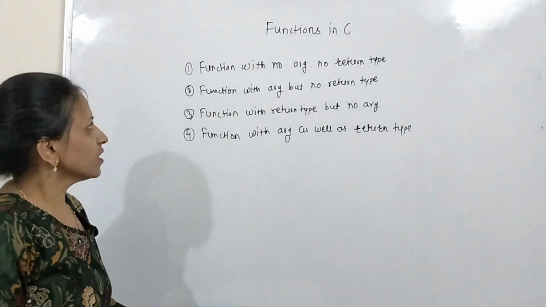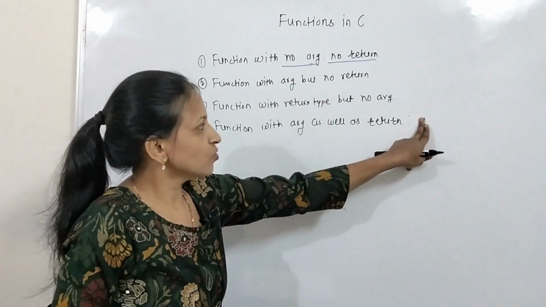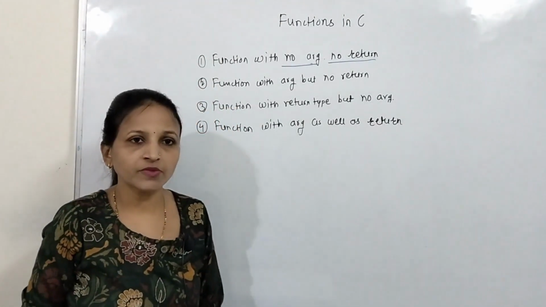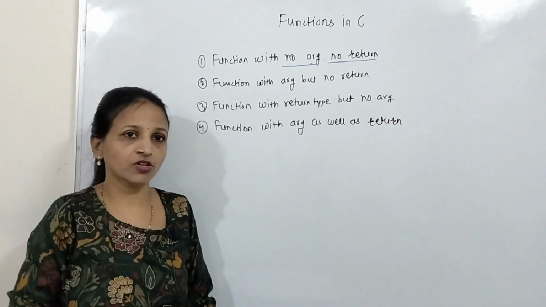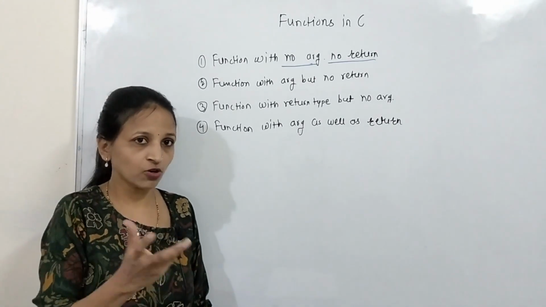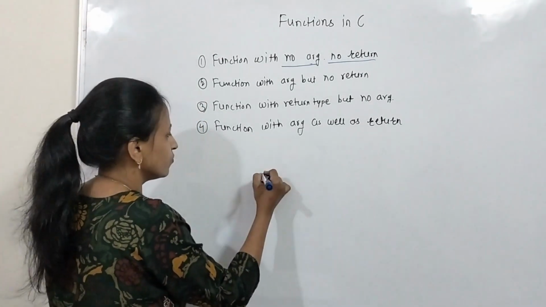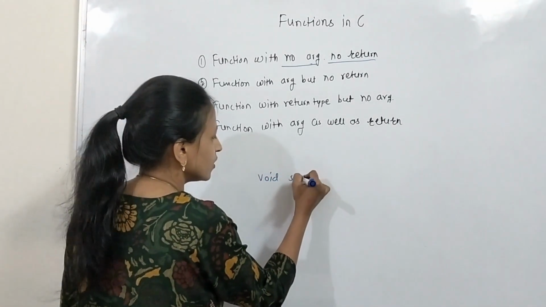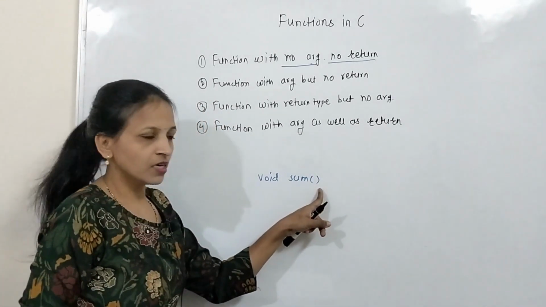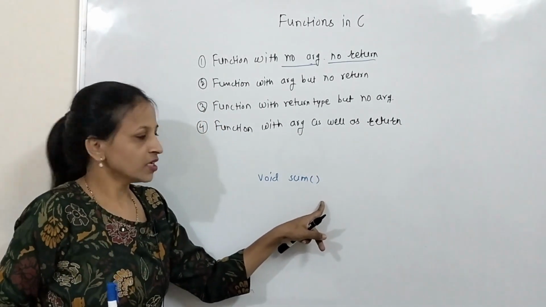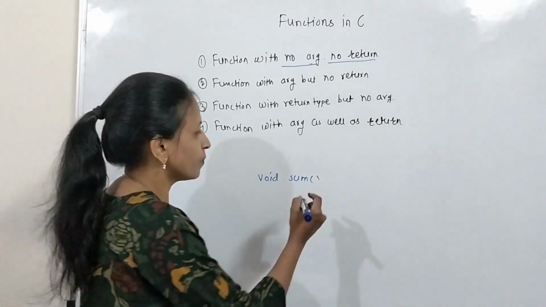Getting? Means here function with no argument, no return. Means function is not having any argument. For function we are not passing anything. Means like this. Void sum. We have already seen this example, okay, in the previous session. That is sum and it is having only open close round bracket.